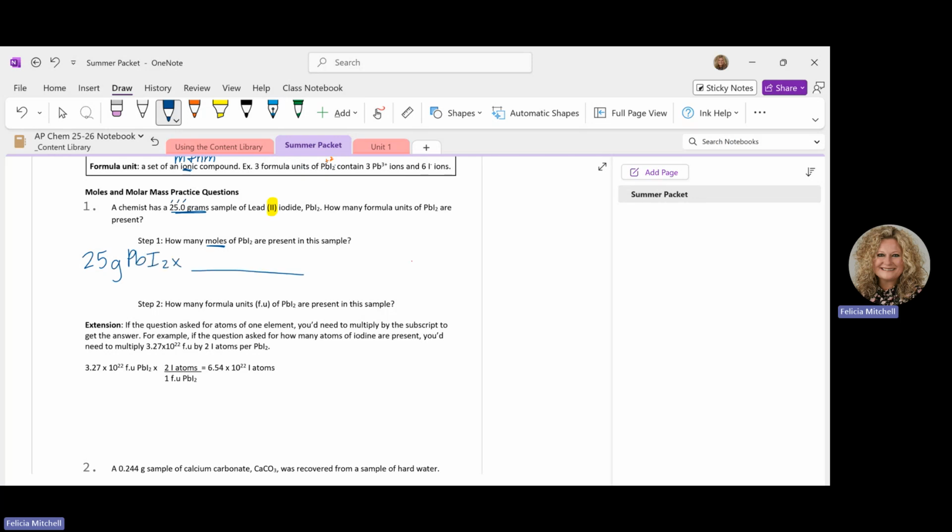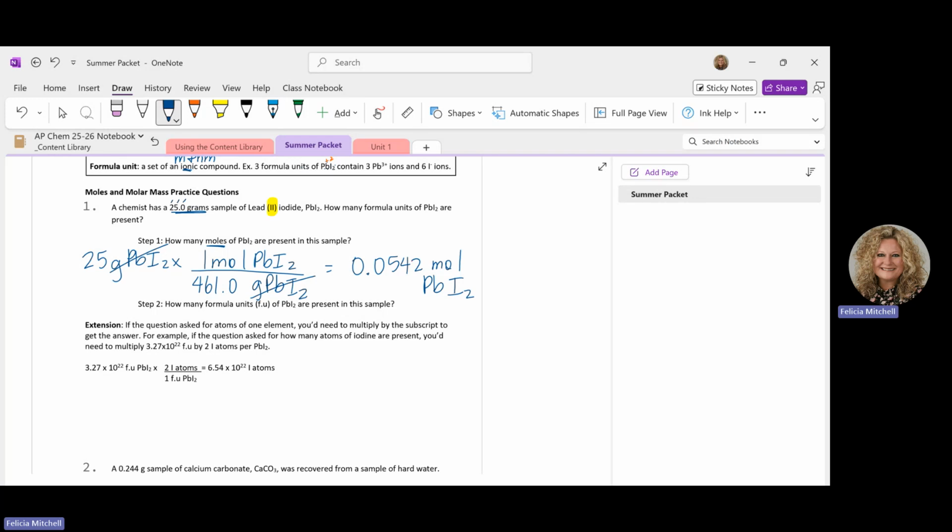We want to know how many moles that is. So I want to convert to moles of PbI2, and I want to get rid of grams of PbI2. This is a grams to moles conversion, so I'm going to need to get the molar mass from the periodic table. I'm going to add up 1 lead and 2 iodides, get their grams from the periodic table, and that is going to turn out to be 0.0542 moles of PbI2.